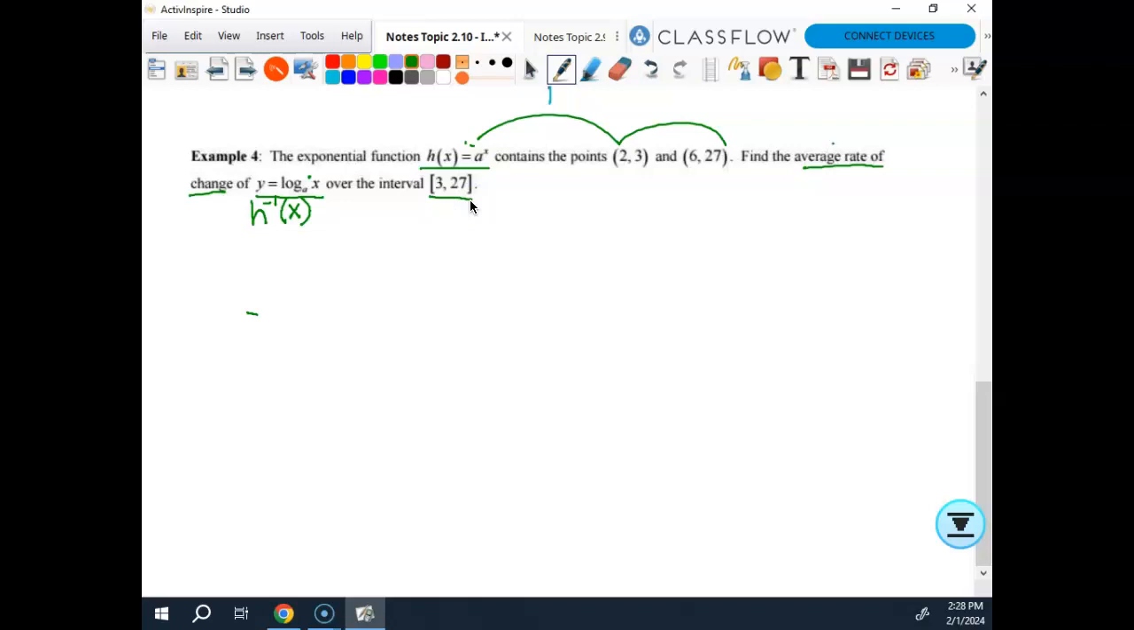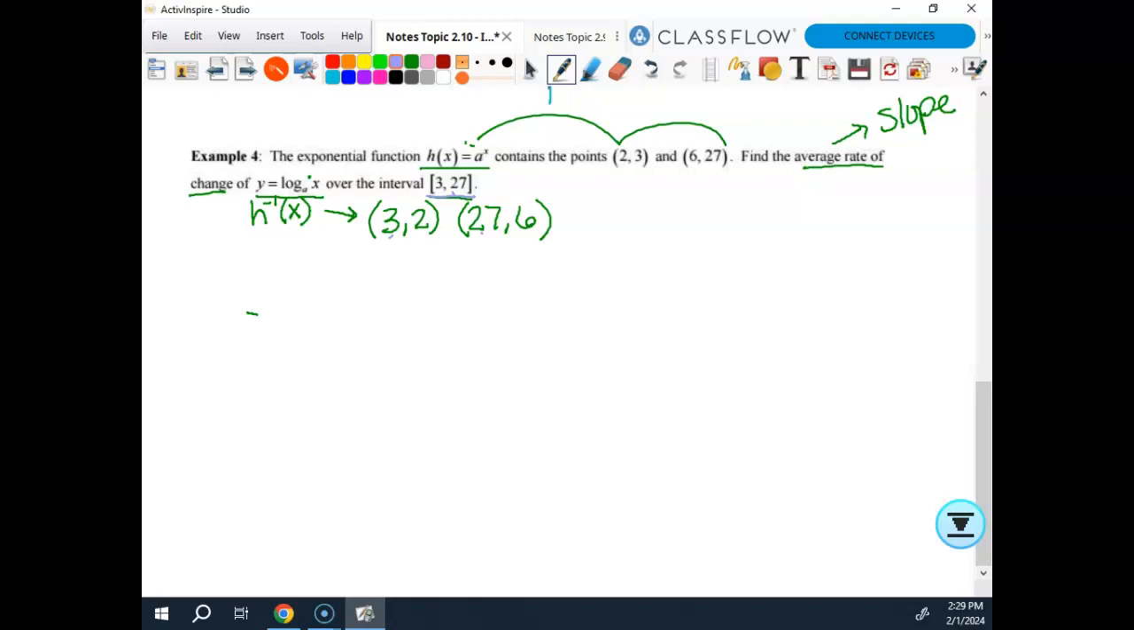Average rate of change means I'm looking for what? Slope. Pre-algebra, slope. Okay? So if those 2 points are in h of x, then the 2 ordered pairs I would get for h inverse would be what? (3, 2) and (27, 6). Okay? And what we are looking for here is the average rate of change over this interval. This is always an interval of the domain. So from 3 to 27, and I have the 2 endpoints of that domain that it's talking about.